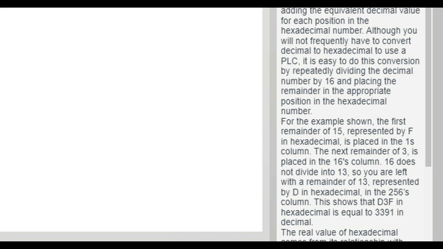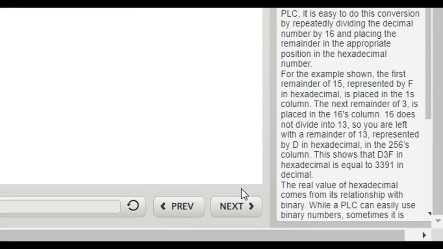16 does not divide into 13, so you are left with a remainder of 13, represented by D in hexadecimal, in the 256s column. This shows that D3F in hexadecimal is equal to 3,391 in decimal.